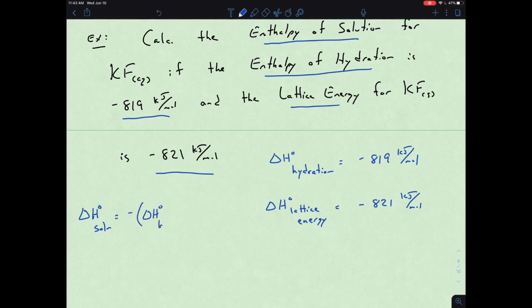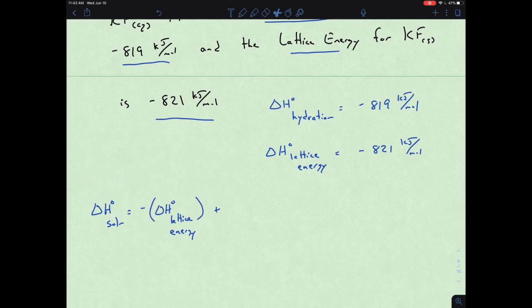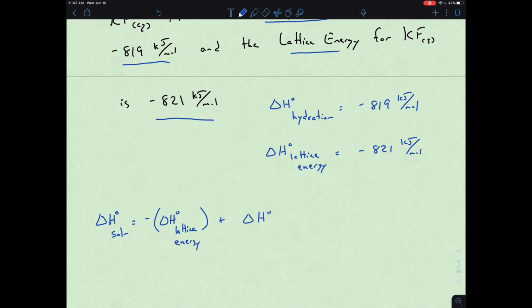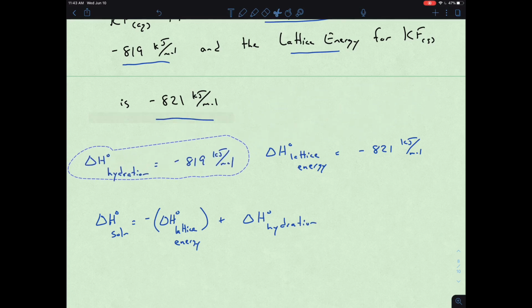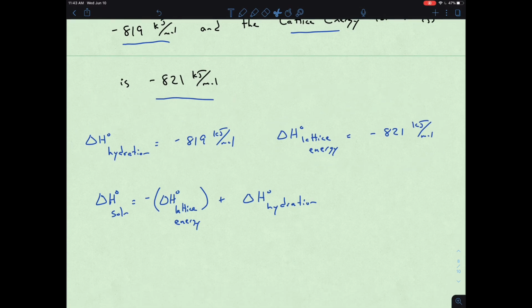which would be the negative of our lattice, right, then plus our enthalpy of hydration. So we have both of those entities. We just have to put them into the right spot. And so the most common mistake we see here is forgetting to change the actual sign of the lattice.